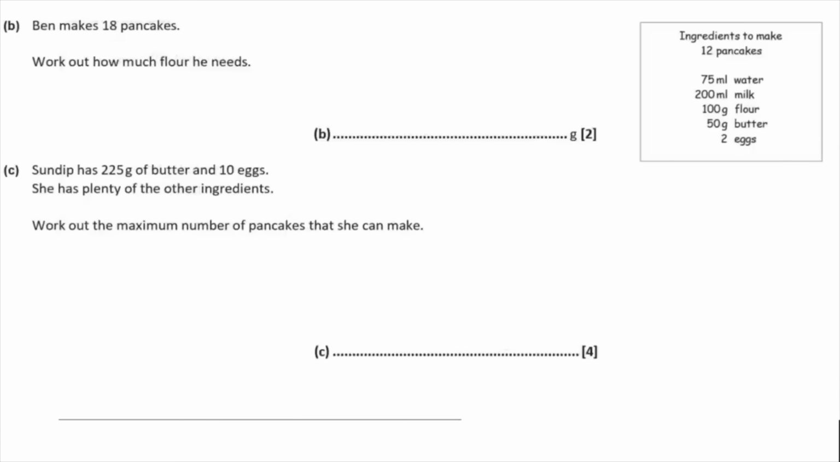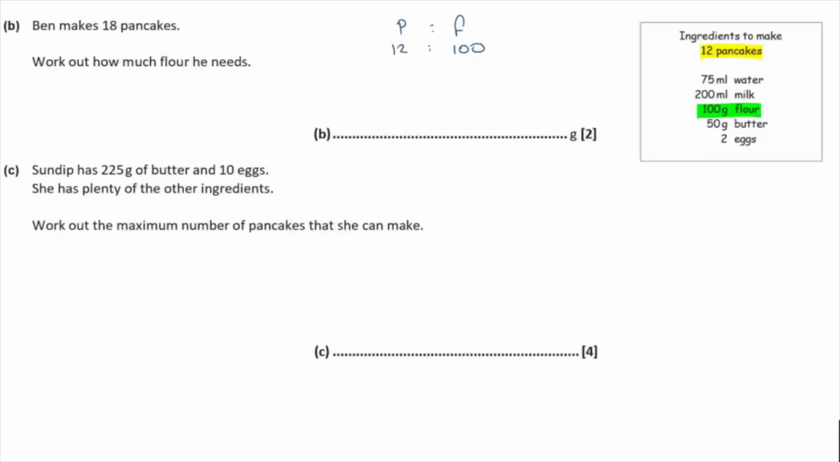Part B says Ben makes 18 pancakes. Work out how much flour he needs. Okay, well, if I make a ratio of pancakes to flour, then I know from the original recipe that for 12 pancakes we needed 100 grams of flour. So I can write down 12 to 100 here.